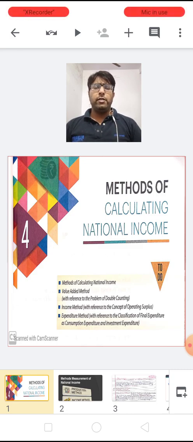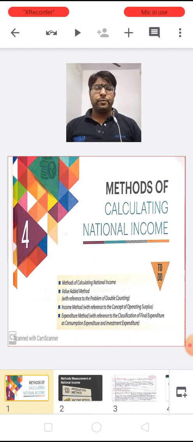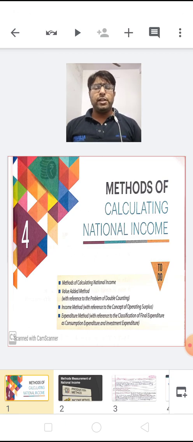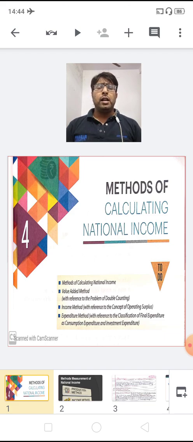Children, today we are going to start our next chapter, chapter number 4, methods of calculating national income. This chapter is very important from the exam point of view because you will definitely get one numerical question in the board examination from this chapter. And up till chapter number 3, we have finished the theoretical portion of this unit.